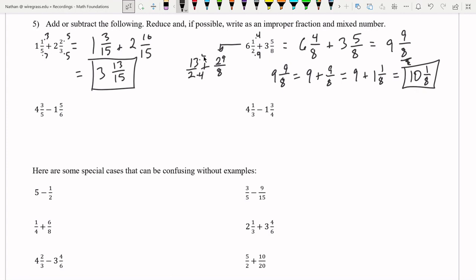I'm going to get common denominators. It's going to give me 52 over 8, plus 29 over 8. 52 plus 29 is going to be 81 over 8. And then 8 can go into 81 10 times evenly with a 1 remainder. 10 and 1/8. We got the exact same answer.